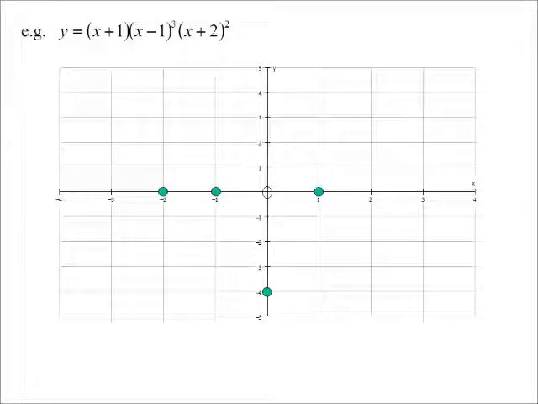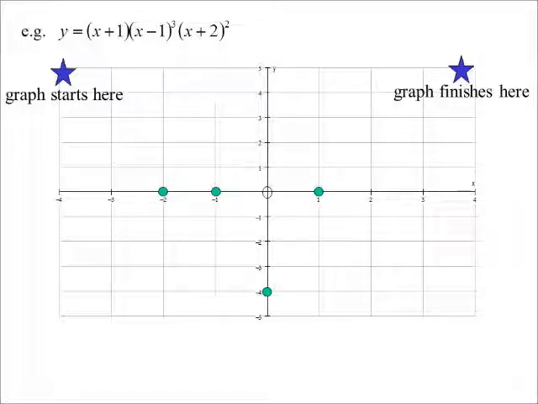Let's have a look. We've got x times x cubed, see if we can get this one right, times x squared. X to the power of 6 is good. Now, if I was to ask you to draw x to the power of 6, you would start up there and you would finish over there. So we know our polynomial is going to do that.